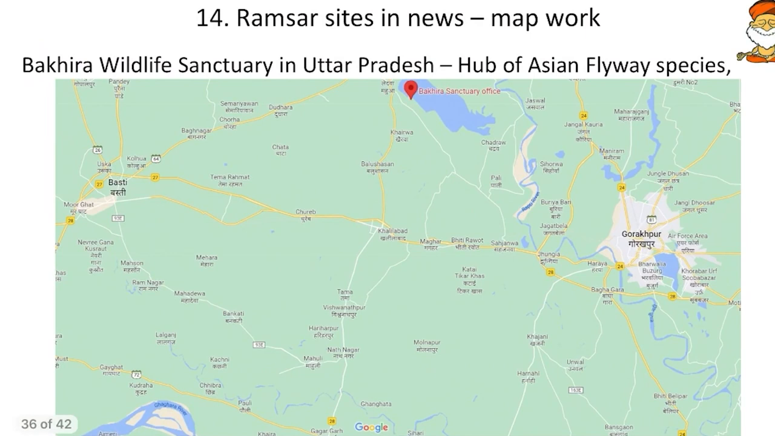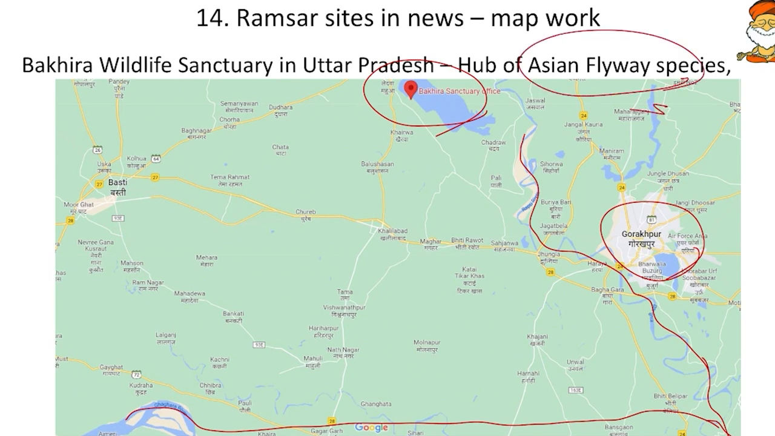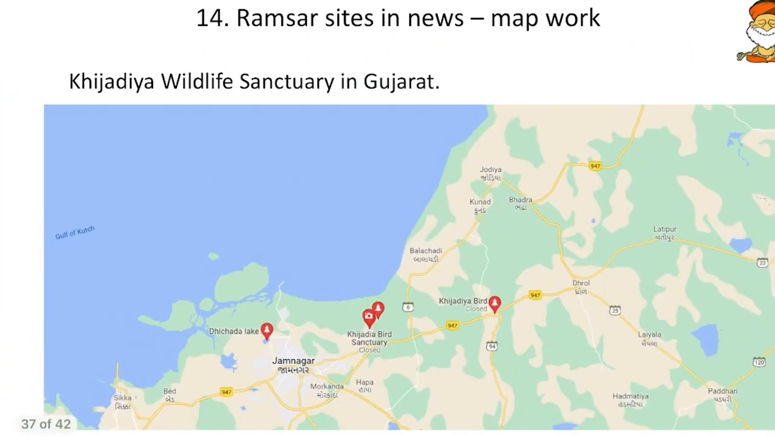And some of the recent wildlife sanctuaries in the news are the Bakhira Wildlife Sanctuary in Uttar Pradesh. I have brought the Google map of Bakhira Sanctuary here, and very near to it, the Rapti River flows, and this Rapti River joins the Ghagra River. So these two flow here, and it is very near to Gorakhpur. So remember this, and this is the hub of Asian flyway species. All those Asian birds which come during the winters will stay here, take some relief, and go back to Siberia. Siberia will be very cold during winters.